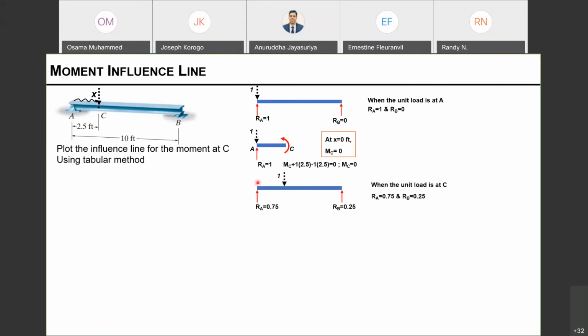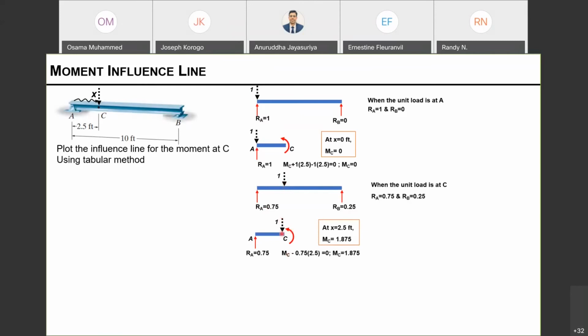So now I'm going to move my unit load from A to C. Earlier I had my unit load placed here, and now I'm going to move this unit load over here. Now I need to consider the reactions because I changed the location of the load. Therefore, my support reactions are going to change based on the dimensions here. This is 2.5, 7.5. We have these reactions, and then we cut at this location and see the equilibrium here.